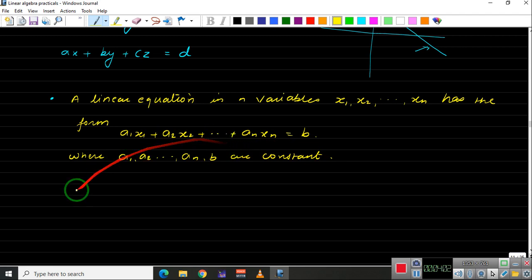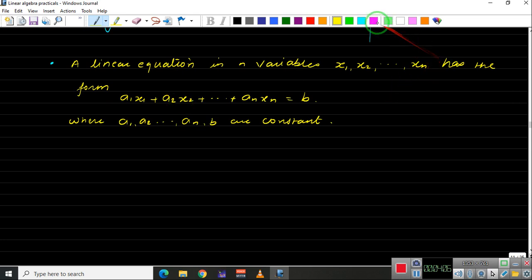Now for example, say we have 2x plus 3y equals 5. In this case 2, 3, 5 are all constants, and x and y are the variables. So this is a linear equation in x and y.